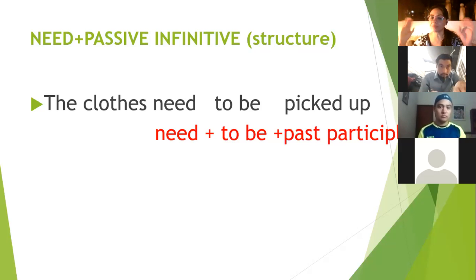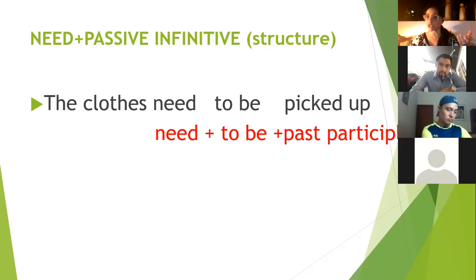This is going to be the structure all the time: the noun or the subject or the receiver, as you want to call it, plus need, because we're using that verb specifically, plus to be, plus past participle. In this case, we're not going to conjugate to be. We're not going to say is, are, or am. Why? Because it's infinitive, and remember, when it's infinitive, we don't conjugate the verbs. We also need the past participle of any verb that we want to use. So when my children get undressed, when they go to take a shower, I say, oh my goodness, these clothes need to be picked up.